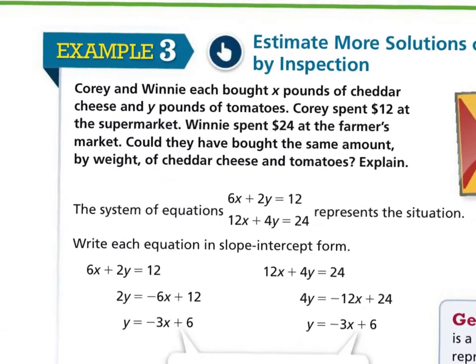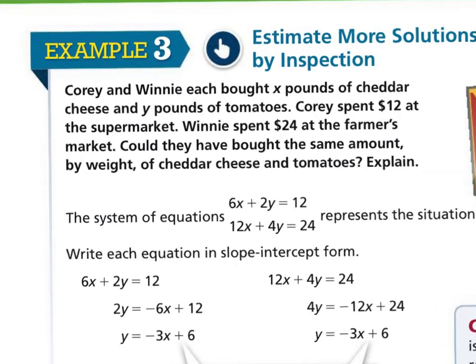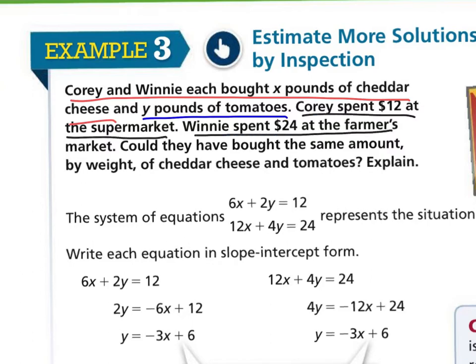Example 3. Corey and Winnie each bought x pounds of cheddar cheese and y pounds of tomatoes. Corey spent $12 at the supermarket. Winnie spent $24 at the farmer's market. Could they have bought the same amount of cheddar cheese and tomatoes?